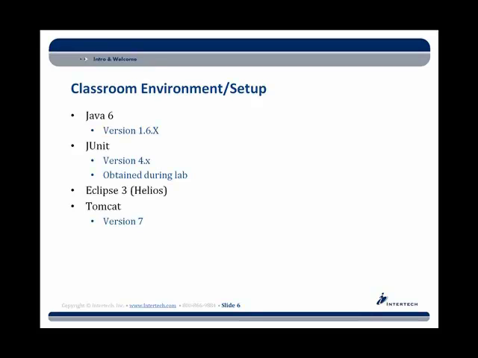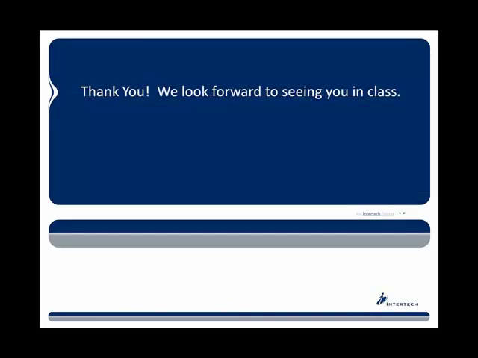As far as environment, this class runs in a Java 6 environment. We look at and explore JUnit at version 4. Setup of JUnit is actually part of the course, and so therefore not required to be set up prior to class beginning. We also use Eclipse 3 as our IDE of choice, and we'll use Tomcat version 7 in exploration of any JUnit to web development concepts.